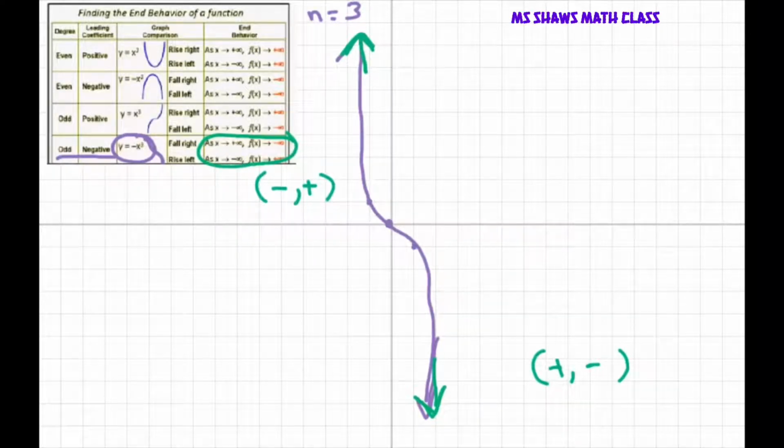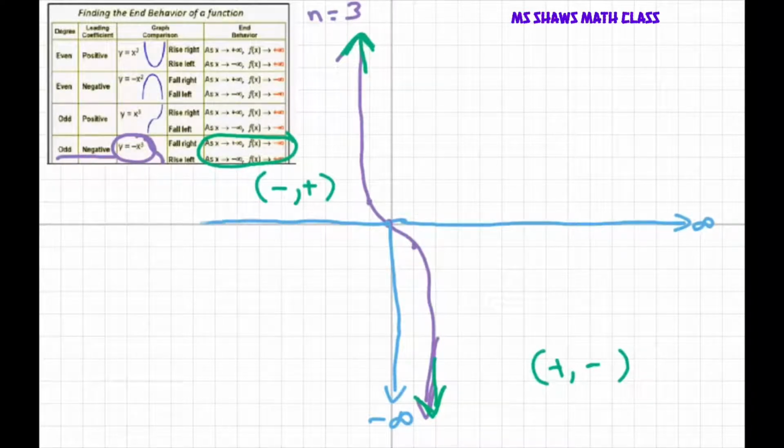So let's look at it. As our x tends to large or gets bigger and bigger, our y is getting smaller or going to negative infinity. Or as our x values get smaller and smaller, our y values are getting larger and larger. All right? So that's all that means. And basically we're going to start in quadrant 2 and end in quadrant 4. So let's graph this.